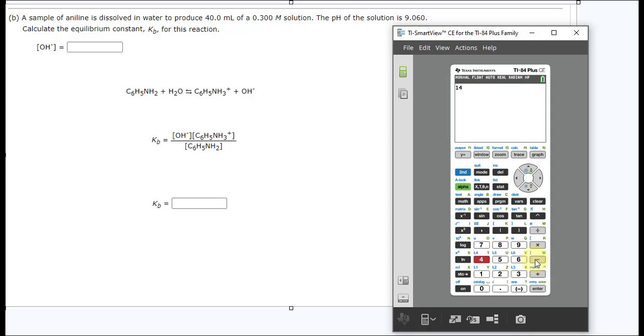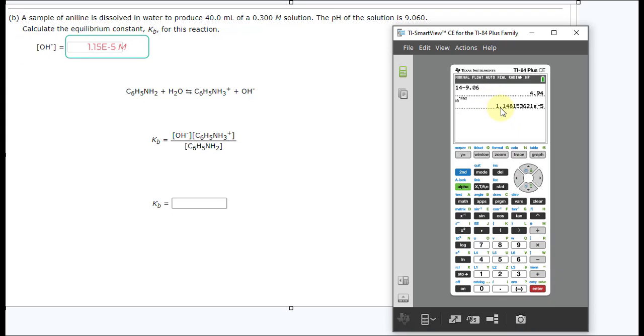So that's easy enough to get. I can get that pOH simply by taking 14 and subtracting 9.06 from it. And now I've got my pOH, and I can take my second function anti-log, don't forget this negative, then take my answer that I had previously, and there we go.